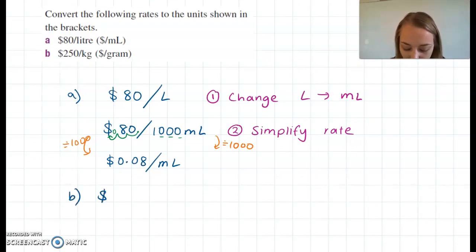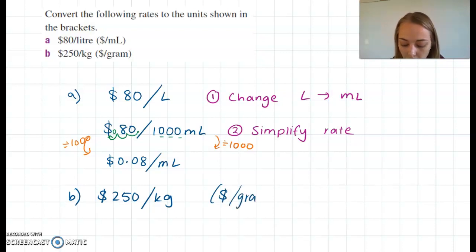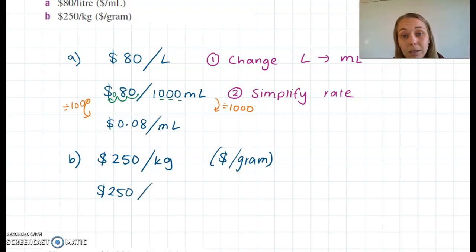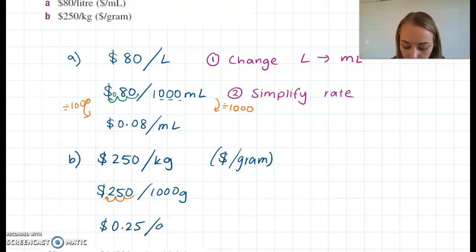B. $250 per kilogram, and we want to change that into dollars per gram. Okay, this is pretty much the exact same example as the first one, so hopefully we can do this pretty easily. First thing we need to do is change kilograms into grams. There are 1,000 grams in a kilogram. And then the next thing we do is divide both sides by 1,000. So again, we move the decimal 1, 2, 3 places. So that is going to simplify to 25 cents per gram.